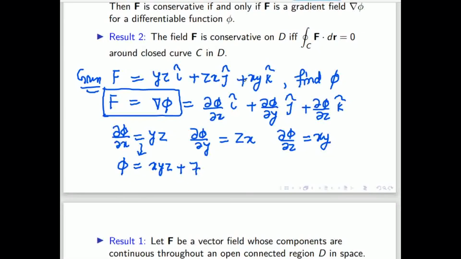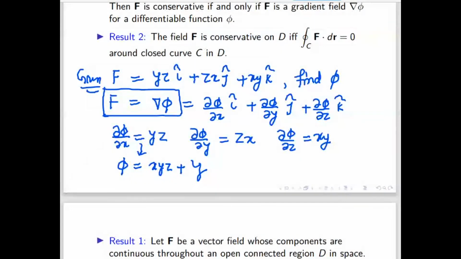If I take 7, then what will be the del phi by del x? It will give yz or not? Yes, sir. If instead of 7, I take 8, then del phi by del x equals yz or not? Yes, sir. If instead of this constant, I take y, will it give del phi by del x equal to yz? Yes, sir. So what will be the constant of integration?